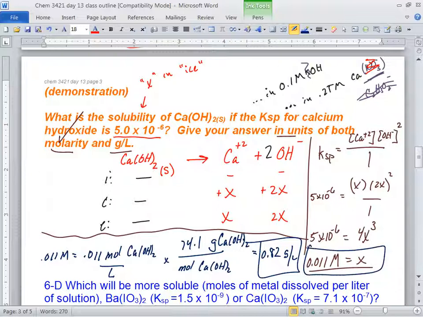So molarity, it's always of the solid. Which one was that one for? The 0.82 grams per liter? They wanted the solubility in units of grams per liter. So start with it in moles per liter, convert the moles to grams, and you got it. I just put my number on the wrong side.